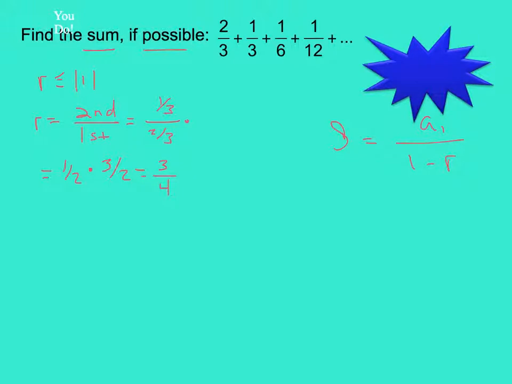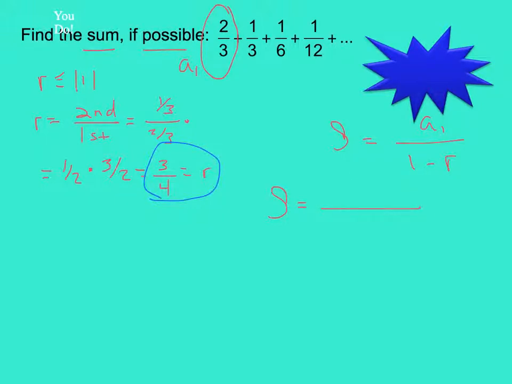So 3/4, that's like 0.75. So my r value is in between -1 and 1. So we do have a sum possible here. So I'm going to proceed with this problem. I need to find my a1. That's right here. So with those two things, I can find the sum. So I'm going to go ahead and substitute into my formula now.